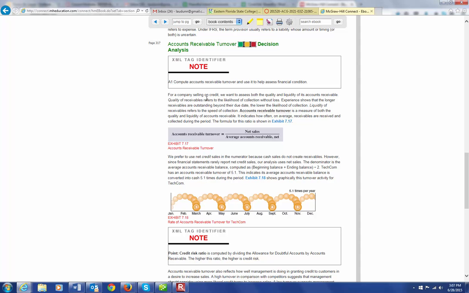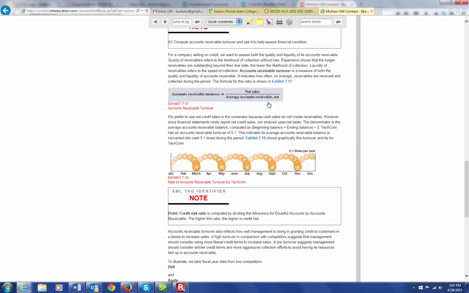And so an accounts receivable turnover ratio is a measure of both of those things. It indicates how often receivables are received and collected during a particular period. And the way that we go about doing that is we take our net sales for a particular period and divide it by the average accounts receivable. So you would take your net sales. This explains how we go about getting that particular figure. But this part down here is where you take your beginning accounts receivable plus your ending accounts receivable for that particular period that you're looking at and divide it by 2.